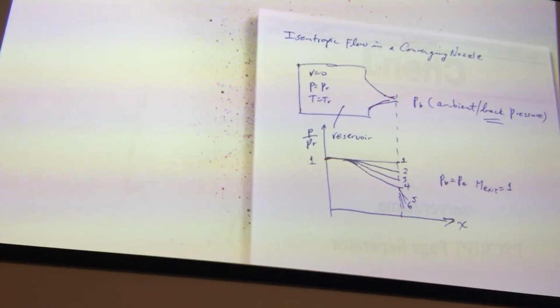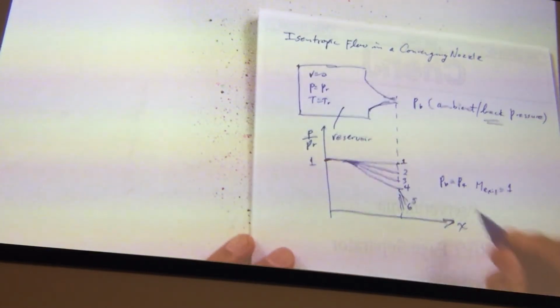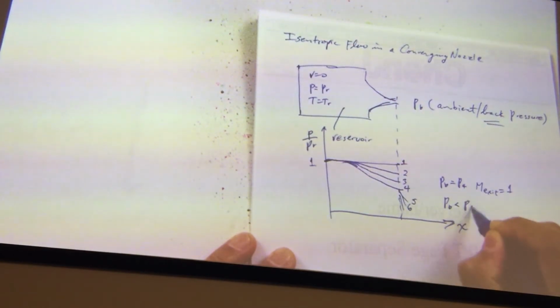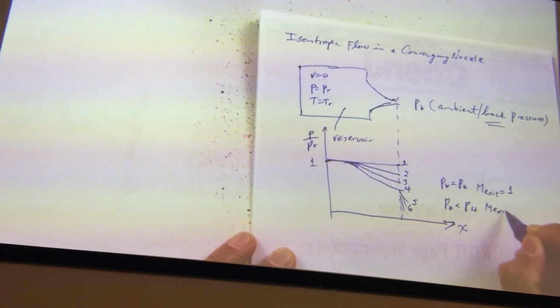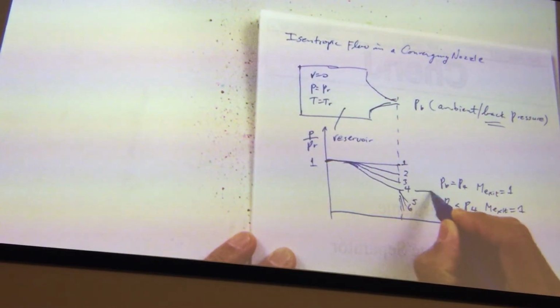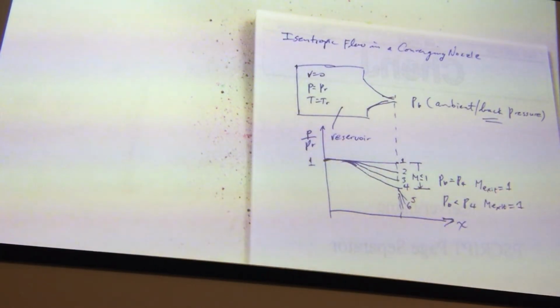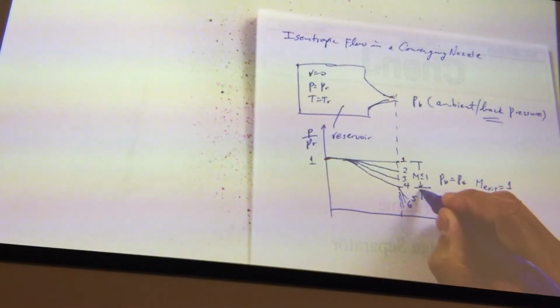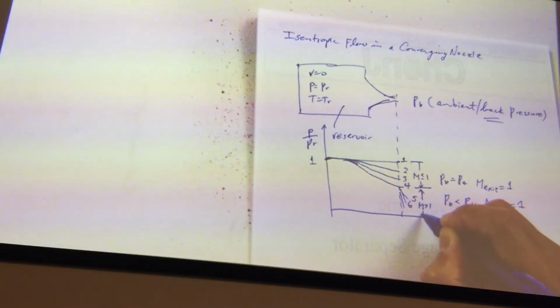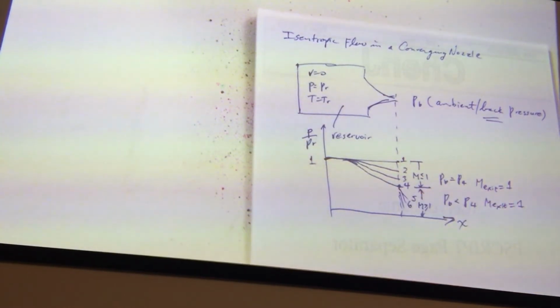If you have a pressure of PP less than P4, Mach number at the exit is still equal to 1. And everything here, Mach is equal or less than 1. And everything here, Mach is greater than 1. Of course, the limiting condition will be 4, right? Condition 4.